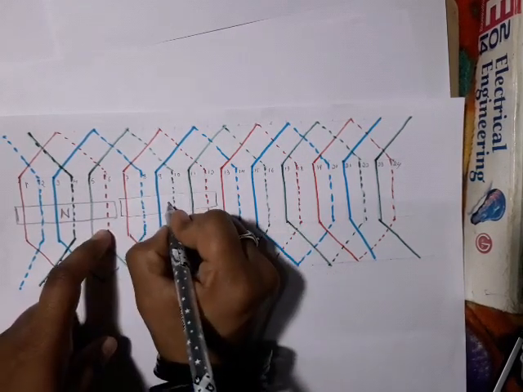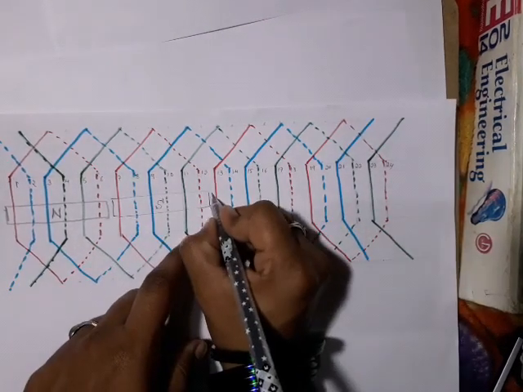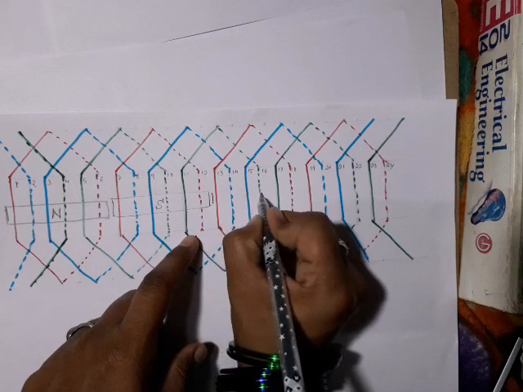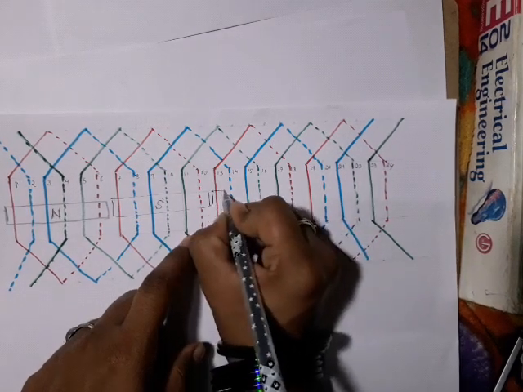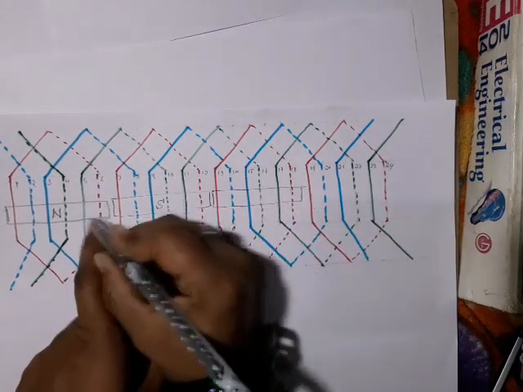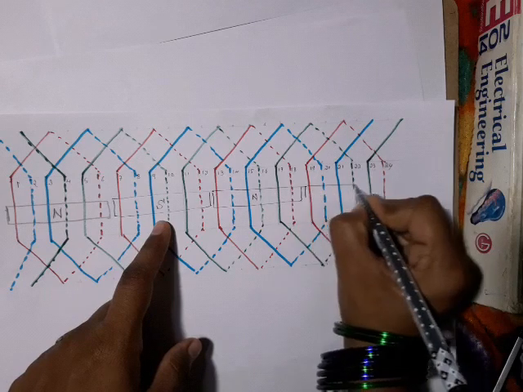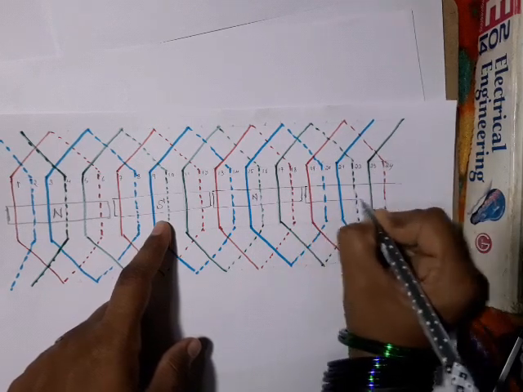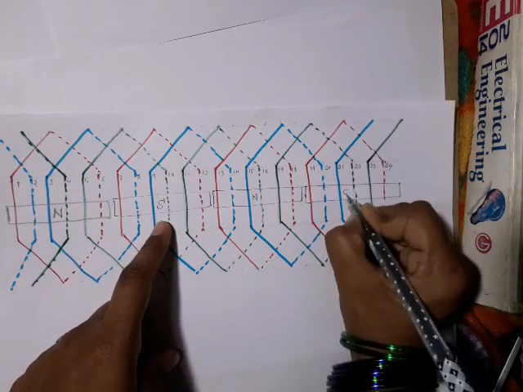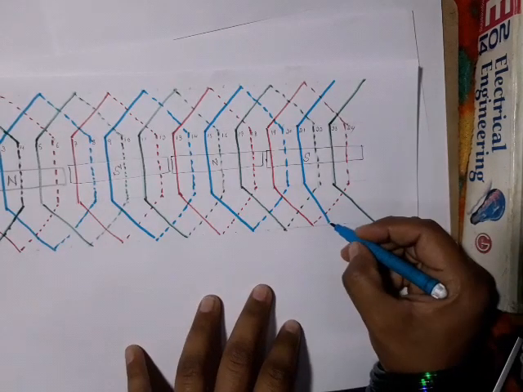After North Pole, the next pole will be South Pole. So from here 13, 1, 2, 3, 4, 5, 6, 13 to 18. So again it is alternating. North, South, again this is North and this will be South. All the poles are equally distributed with the windings. This is how the winding diagram happens.